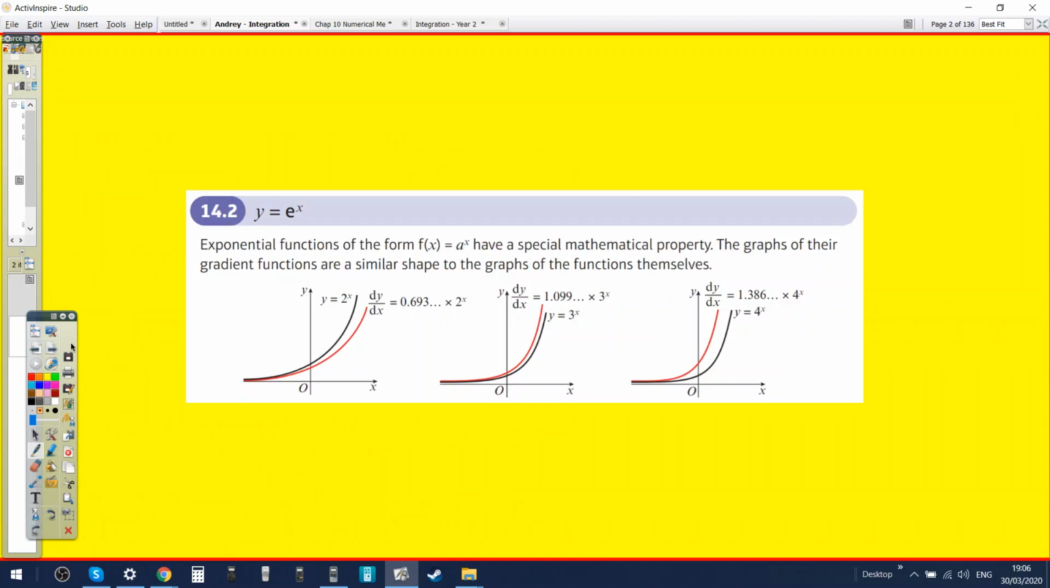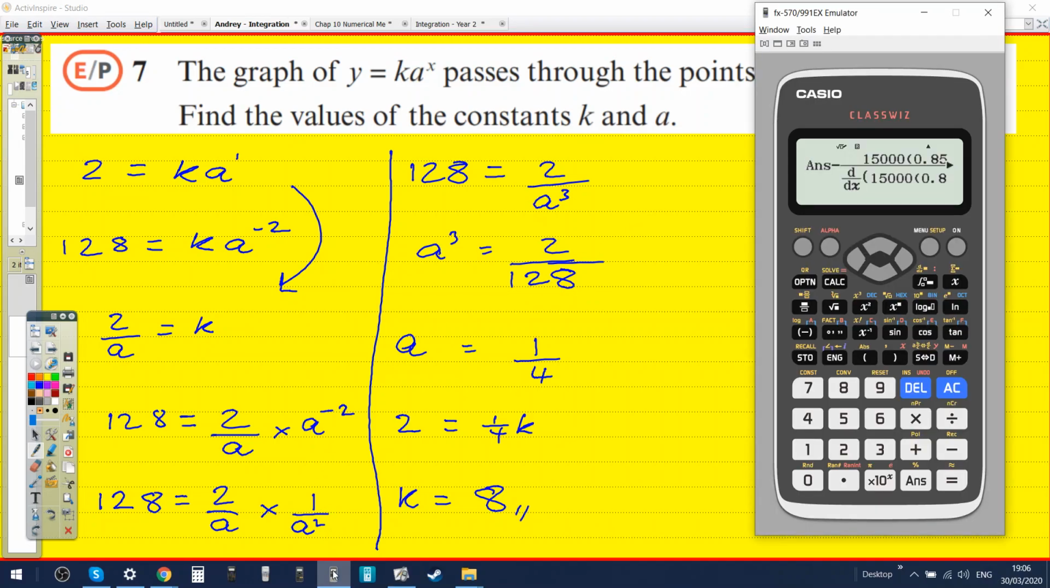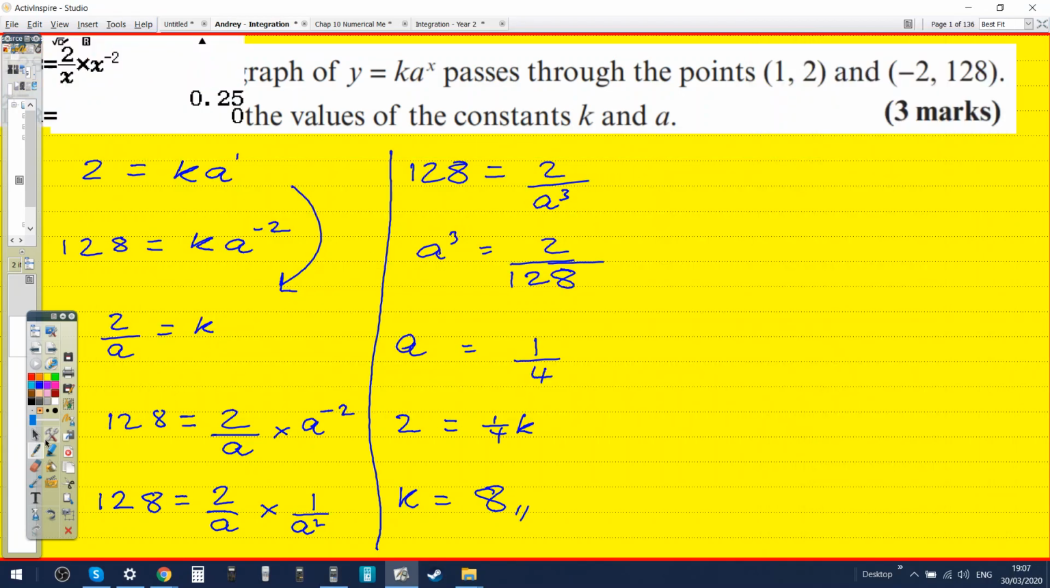That is a quarter. Oh, I just deleted the answer. Looks good. When you first subbed it in, 128 equals 2 over x times x to the minus 2. Shift solve, and yeah, you get a quarter. Okay, that's grand. Any questions there?